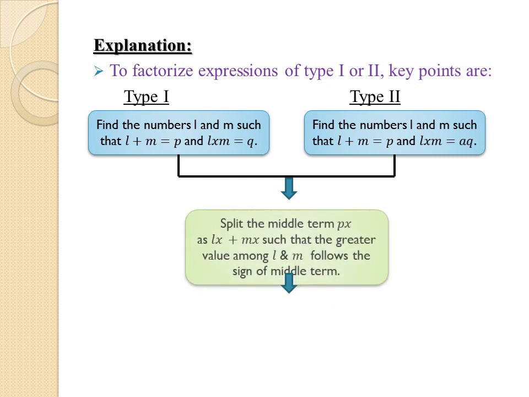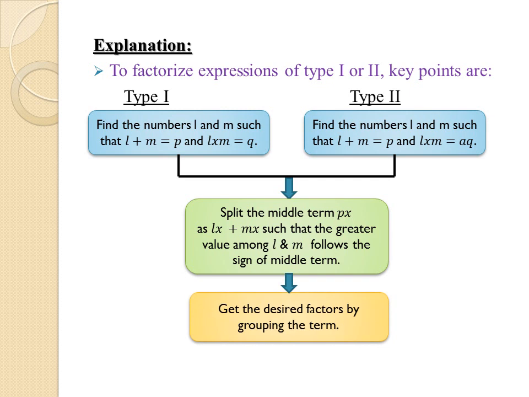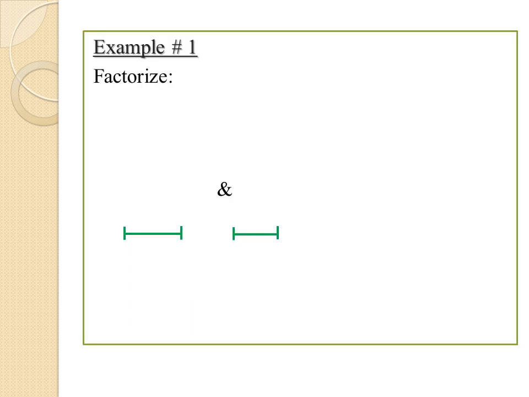The next step is to split the middle term px as lx and mx such that the greater value follows the sign of the middle term. Next one is to get the desired factors by grouping the terms.